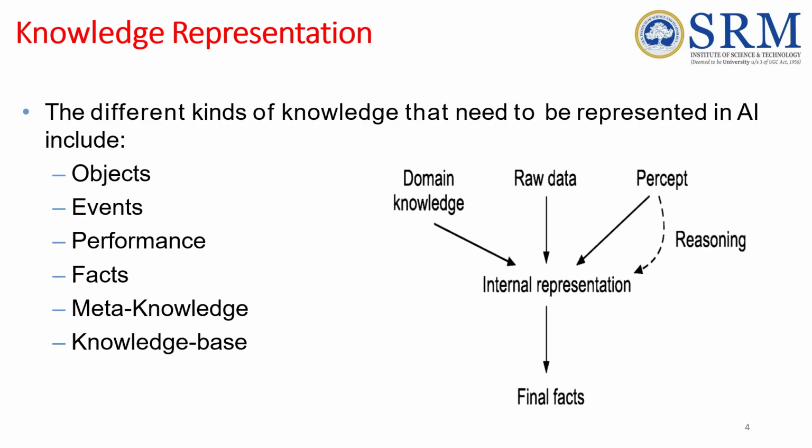Knowledge base, a repository that stores all the knowledge used by an AI system. It contains facts, rules, objects, relationships and procedures. So the example for the knowledge base can be a medical expert system, which can be represented as disease information, symptoms, treatment and diagnostic rules. So this is about the knowledge representation overview.